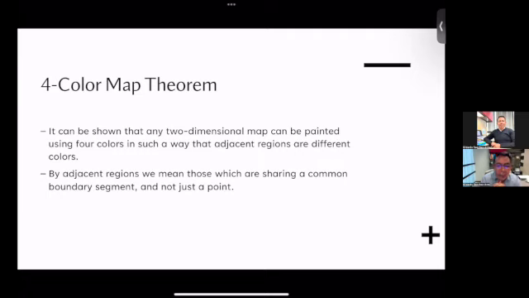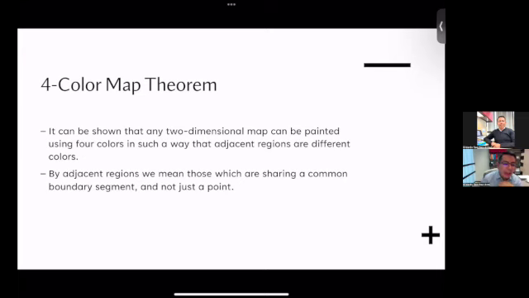And there is an interesting theorem called the four-color map theorem, which basically states that if we have a two-dimensional map with regions which are adjacent and some others are not, then we can paint this map by using four colors at the most. And by adjacent regions, we mean those which are sharing a common border, which is not just a point, it's a segment.